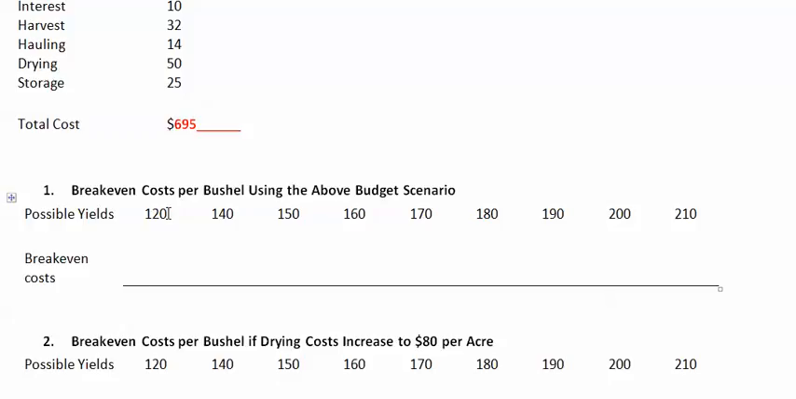So $695 divided by 120 bushels yields us a cost of production of $5.79. Now, as you can see, as we go up in production, our cost of production is going to decrease. If we yield, the variable being weather, of course, if we yield 210 bushels per acre on the same investment of $695 per acre, we yield a cost per bushel of $3.31.